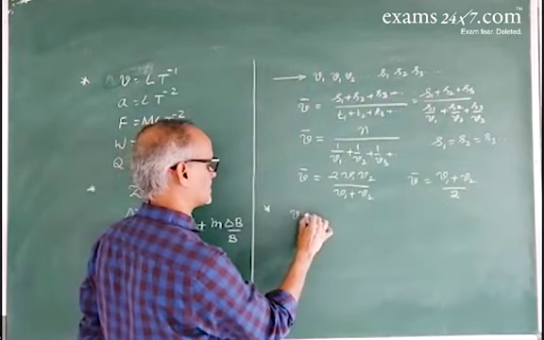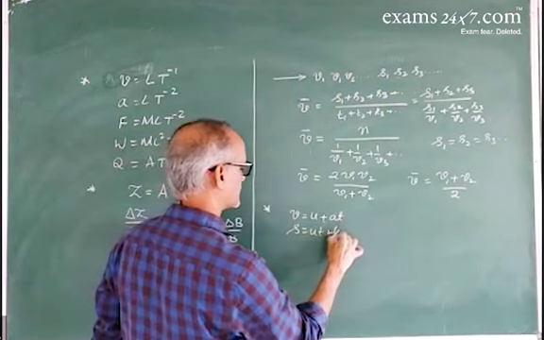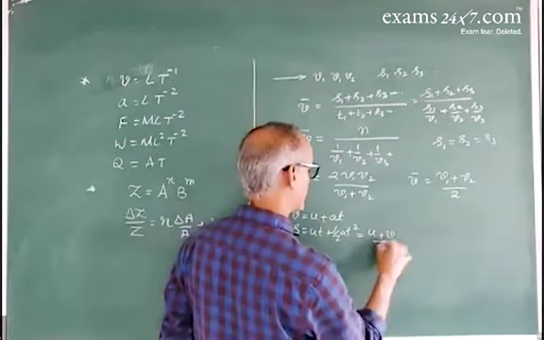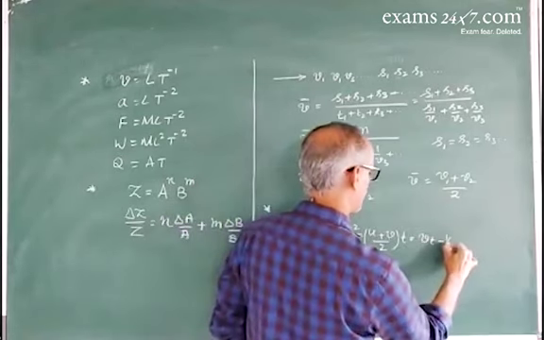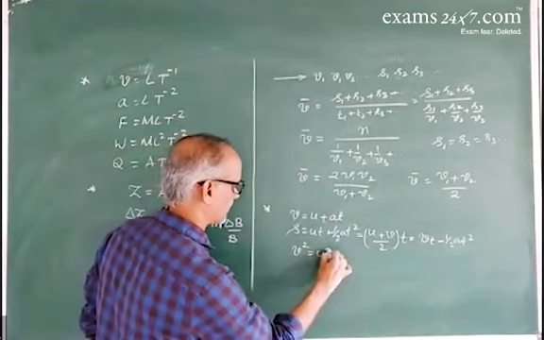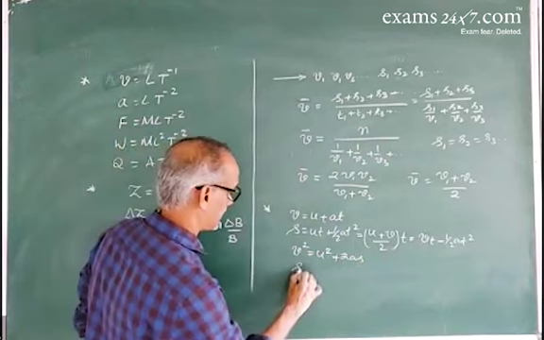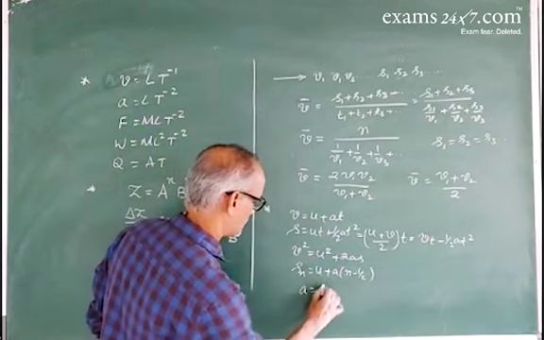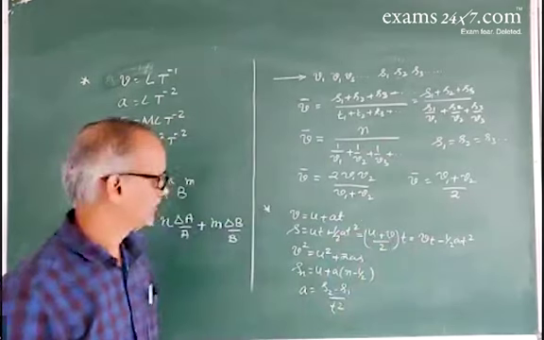Equations of motion: v is equal to u plus at, s is equal to ut plus half at square, which is also equal to u plus v by 2 into t. That is also equal to vt minus half at square. Then v square is equal to u square plus 2as. Sn is equal to u plus a into n minus half. And a is equal to s2 minus s1 by t square.